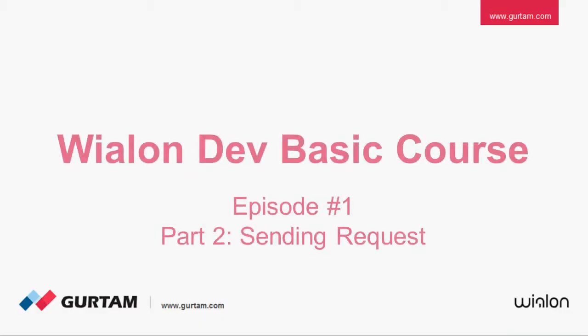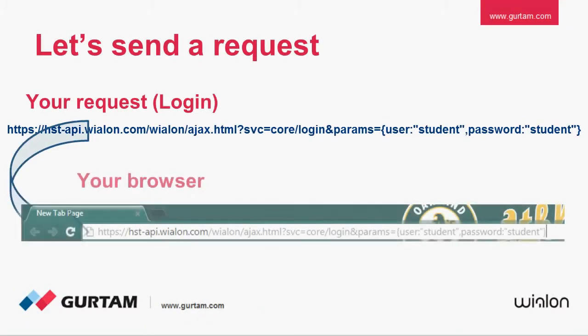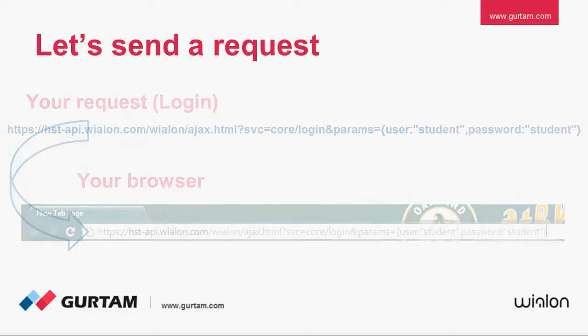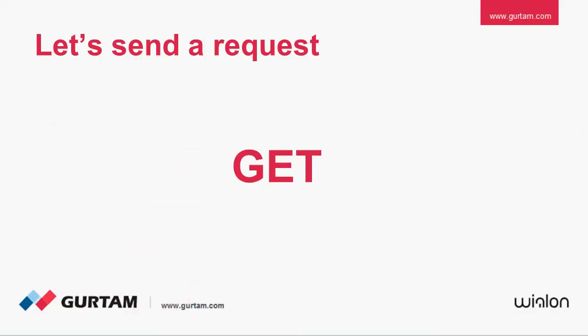How to send a request. Now that you know the requests for login and logout, let's try it. The simplest way to send a request is to open your favorite browser and copy-paste the request in the address bar. We recommend that you use POST requests. However, Wialon can also work with simple GET requests. For the training purposes of this tutorial, we will show examples using GET requests.